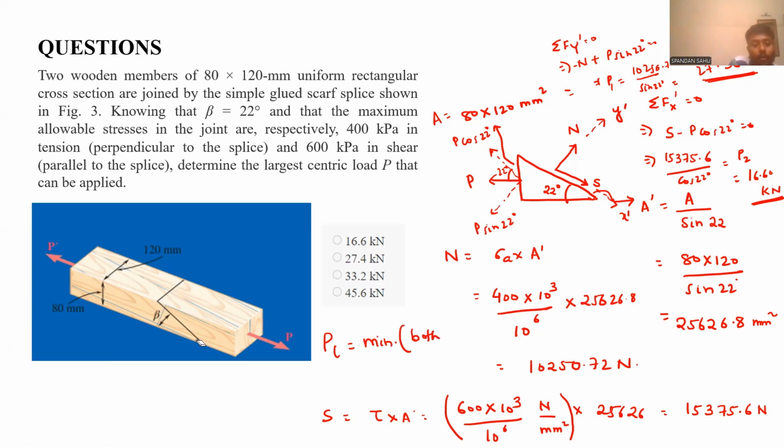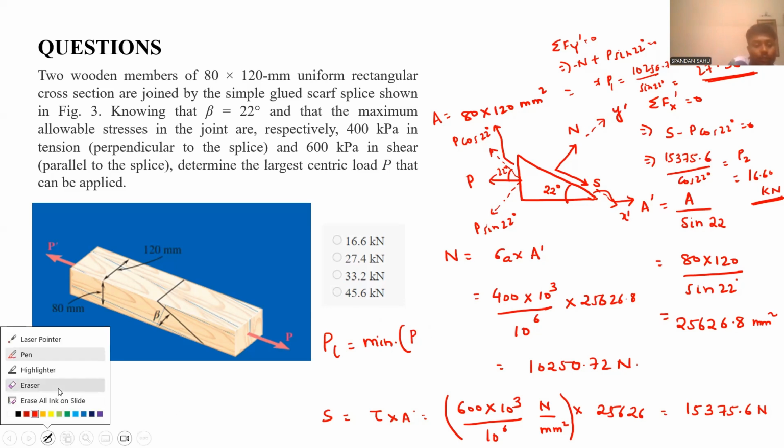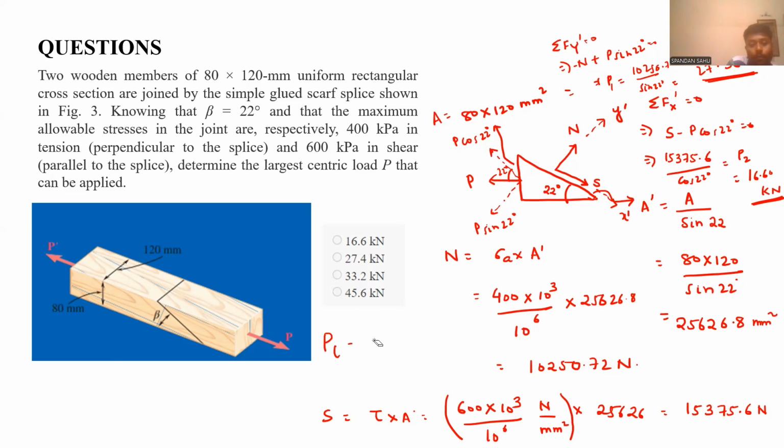That is, the minimum of the P's. P will be equal to the minimum of 16.60 and 27.36, so it will be 16.60 kilonewton. The answer will be 16.60 kilonewton.